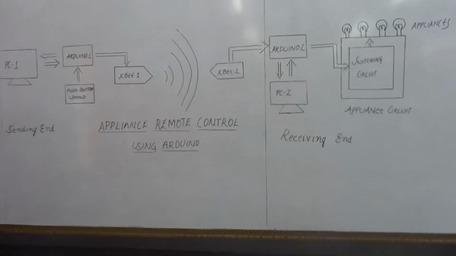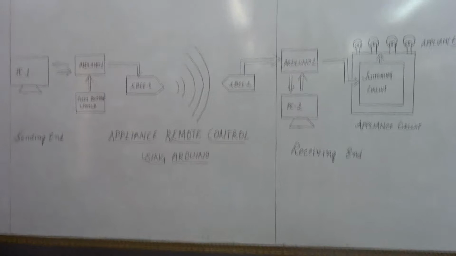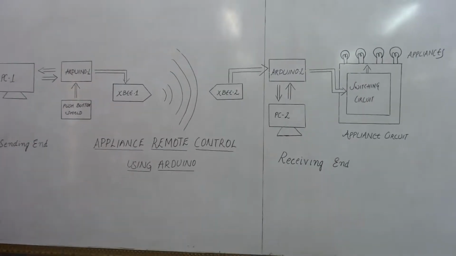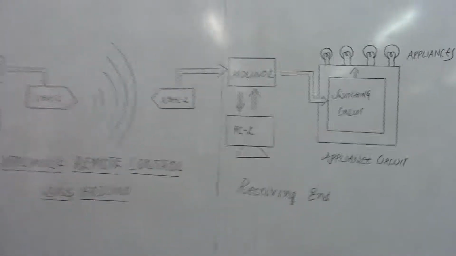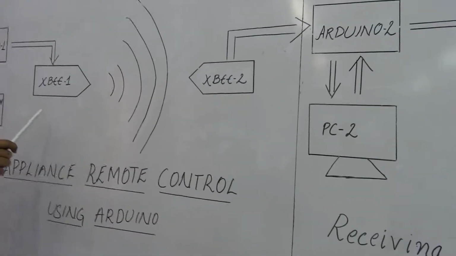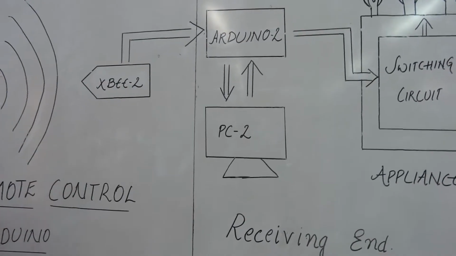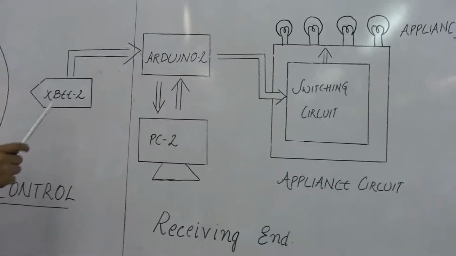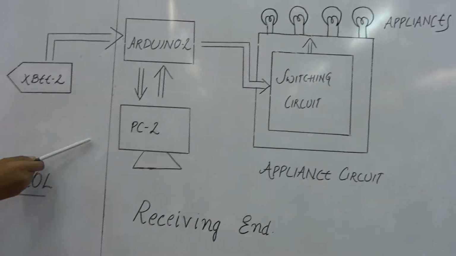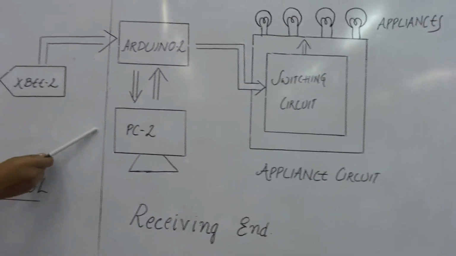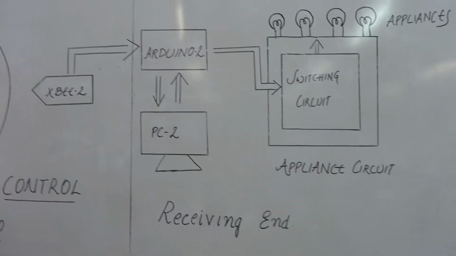Zigbee can perform the reverse function also, that is, it can receive radio frequency waves and produce digital output. So, Zigbee 2 receives the output from Zigbee 1 and produces the digital output. The output of Zigbee 2 is now fed to Arduino 2. The computer and Arduino 2 are also connected in the same way using a USB cable as in the case of the sending Arduino.